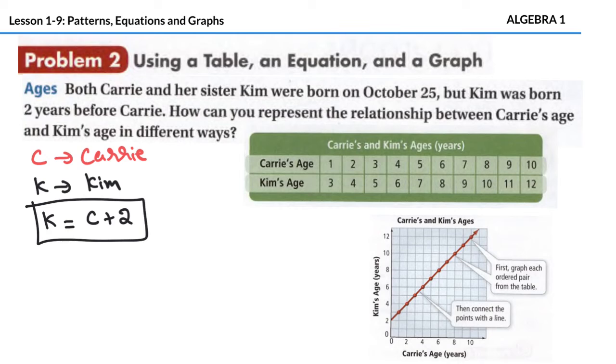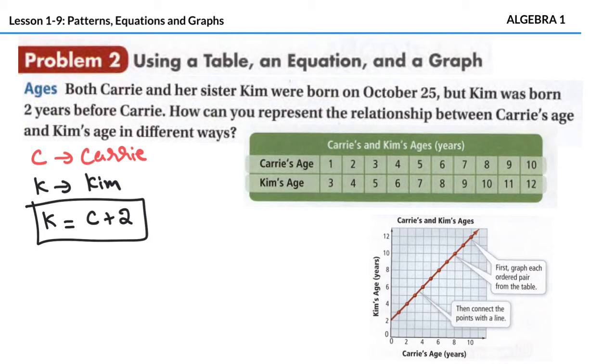If you check over here, on the x-axis we have Carrie's age, on the y-axis we have Kim's age, of course in years. So when Carrie is 2 years old, what will be the age of Kim? 4 years. When Carrie is 4 years old, what will be the age of Kim? It's going to be 6 years. You can check that over here. So, the same relationship can be represented in the form of a graph. That's great. Now you understood how to represent relationships.